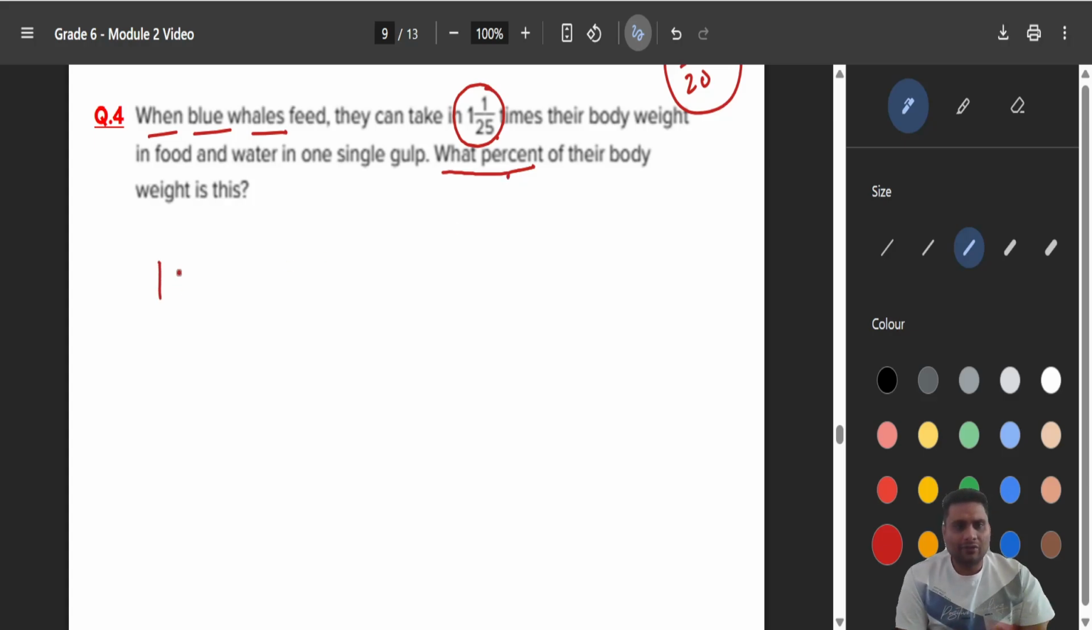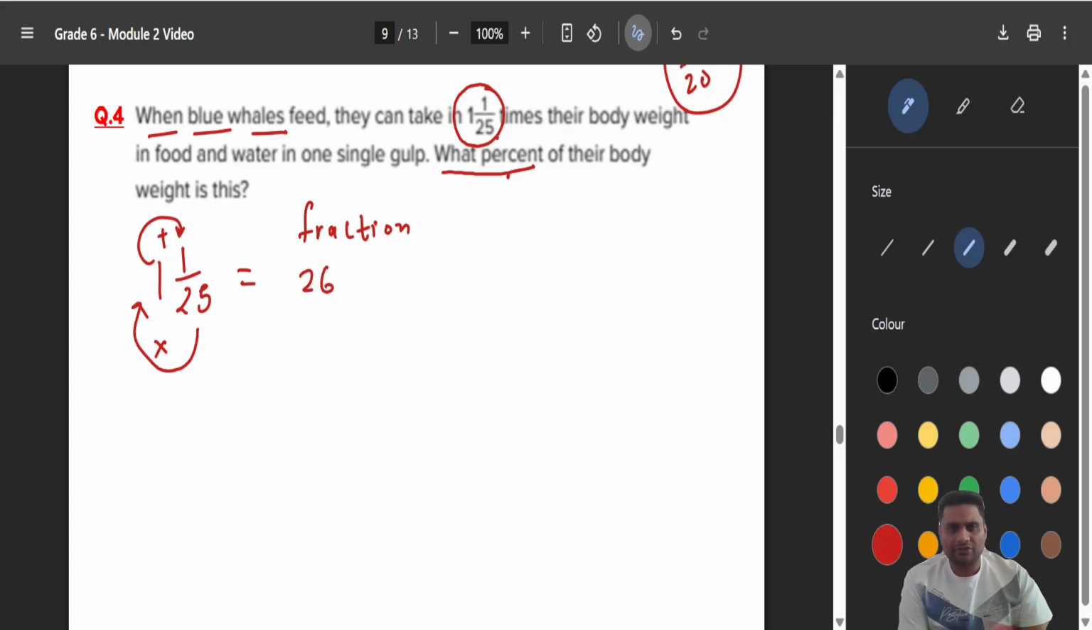Let's do this. We have 1 and 1 over 25, correct? First we will change it into a fraction. How? Take the 25 and multiply it here. So 25 multiply 1, 25. Then add it to the numerator. So 25 multiply 1, 25, plus 1 is 26. Then do taqseem. Taqseem here how much? 25. Put the same number down. Now you want to change it into percent, so do multiply 100. Number to percentage means multiply 100. So 26 multiply 100 over 25.